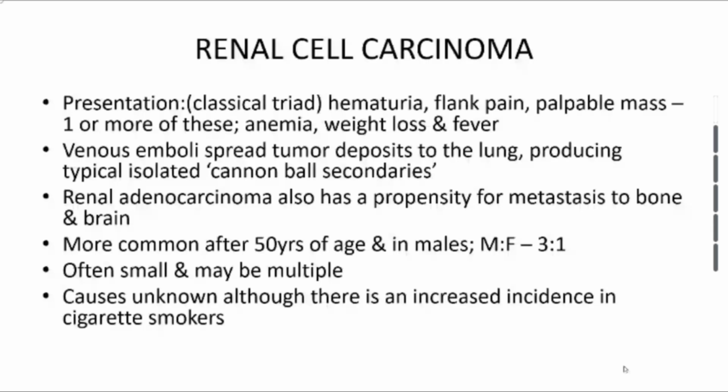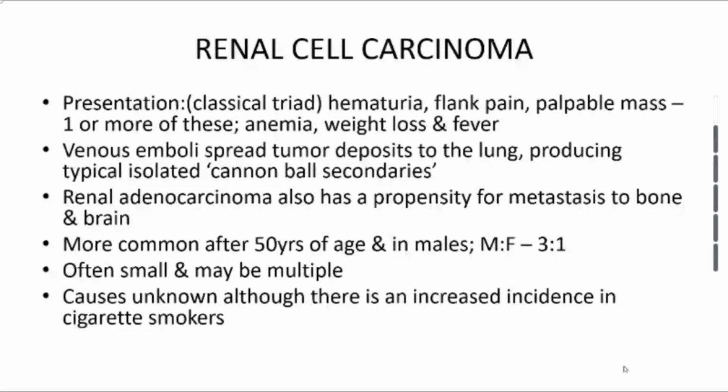Renal adenocarcinoma also has a propensity for metastasis. So this renal cell carcinoma can also be called renal adenocarcinoma. It also has a propensity for metastasis to the bone and brain. So it can go to the lung, but it also has a propensity to spread to the bone and even the brain.